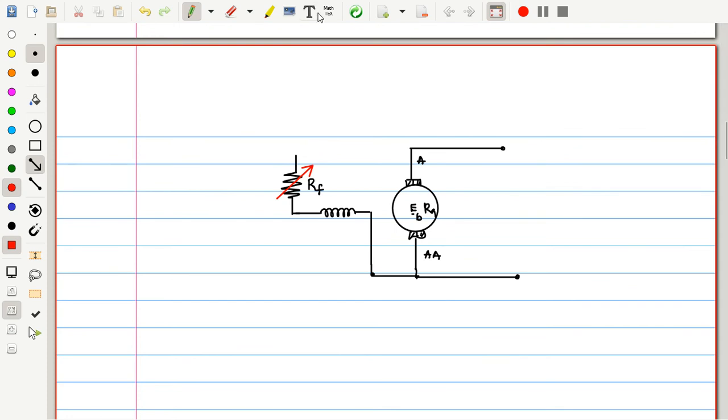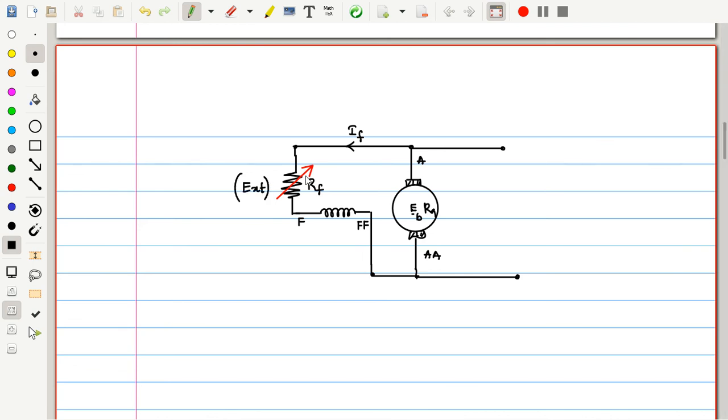Let me finish this connection first. This is going to be connected across the armature, because this is a shunt machine. So this is the field current If, and this is the field winding, with terminals F and FF. This may have a small internal resistance. Excluding that, I am adding one external resistor.